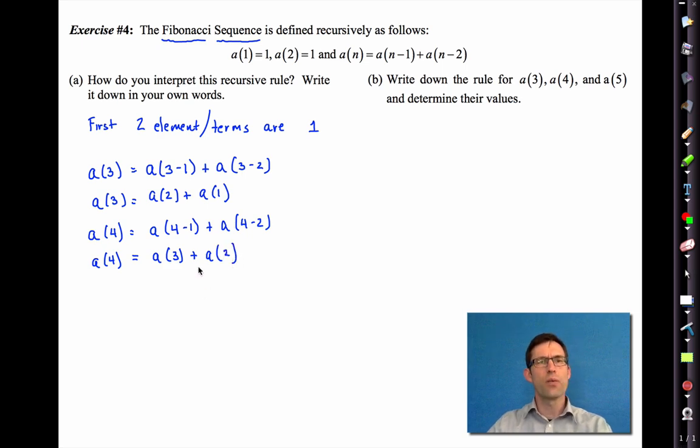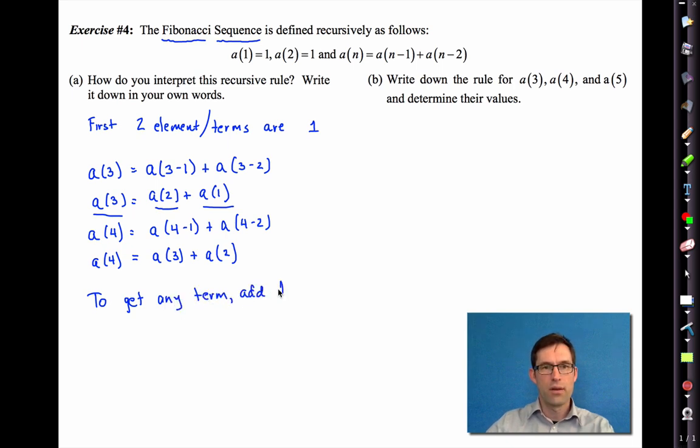So it looks like what we're doing in each case is to generate a term, we're taking the term before it, and adding to it the term before it, right? So A of 3 is A of 2 plus A of 1. A of 4 is A of 3 plus A of 2. So to get any term, add the previous 2. So that's going to be simple, watch.